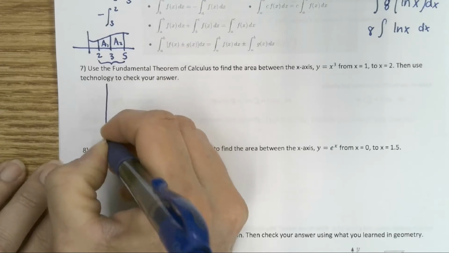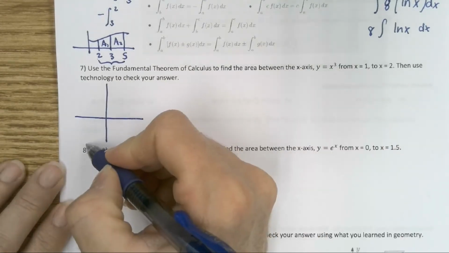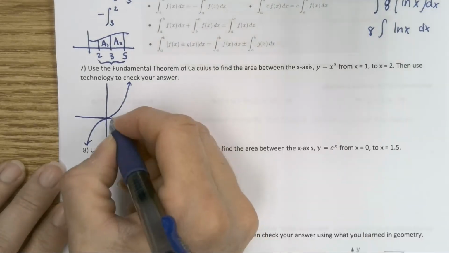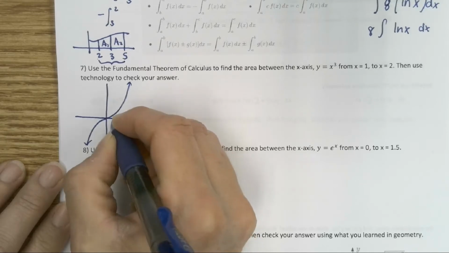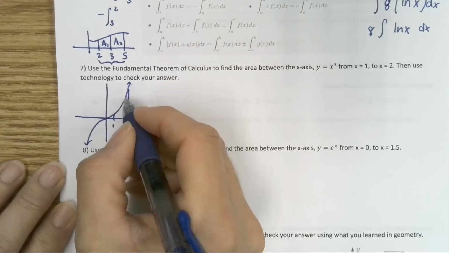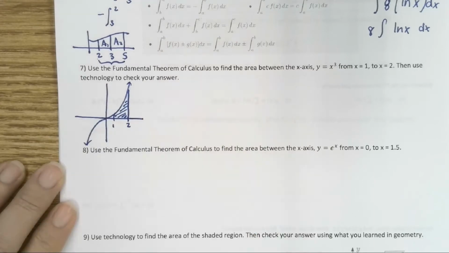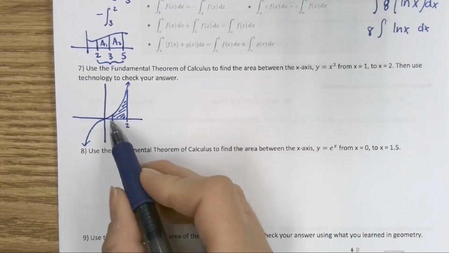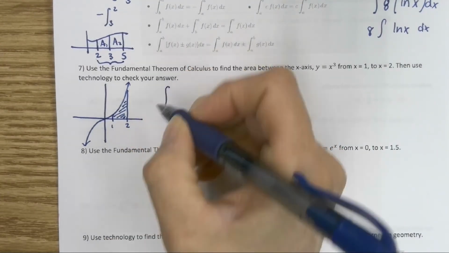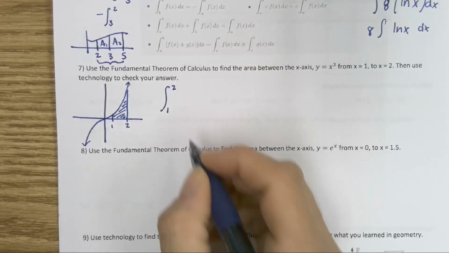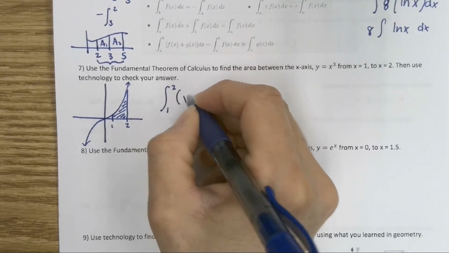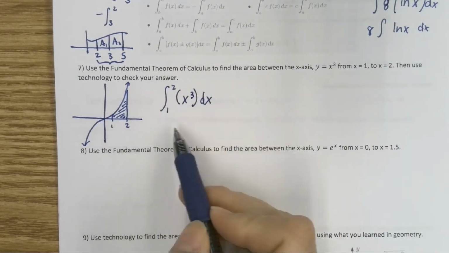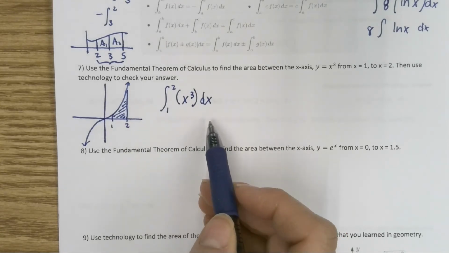I'm going to draw the picture first. We have this function, y equals x cubed. We know what an x cubed function looks like. We're finding the area from x equals 1 to x equals 2. So this is my area right in here that I'm finding, and we're also finding the area bound by the x-axis. So when we set up our integral, our limits are from 1 to 2, and then we're going to use our function x cubed dx.